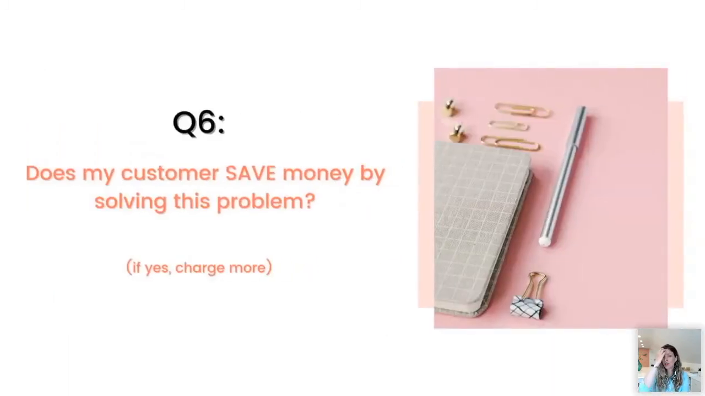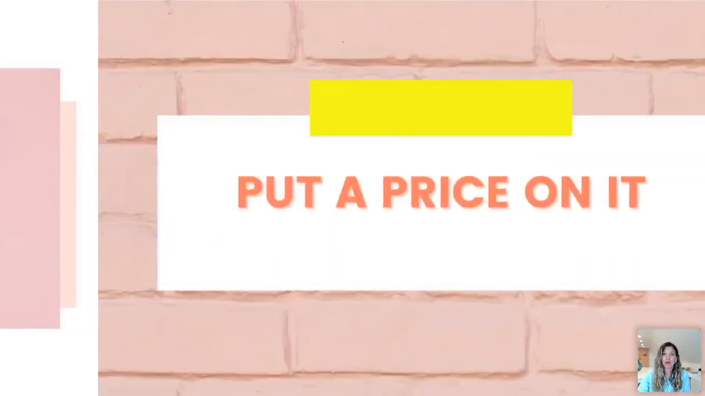Okay, and then question 6, which is in line with the last one: does my customer save money by solving this problem? If they do save money by solving this problem, obviously you can charge more. And get really specific about that. How much money are they going to save? How are they going to save it? What does that look like? Describe that so that I, as the potential customer, really understand it, because now it's helping me see the value in your program. Is this making sense, guys?